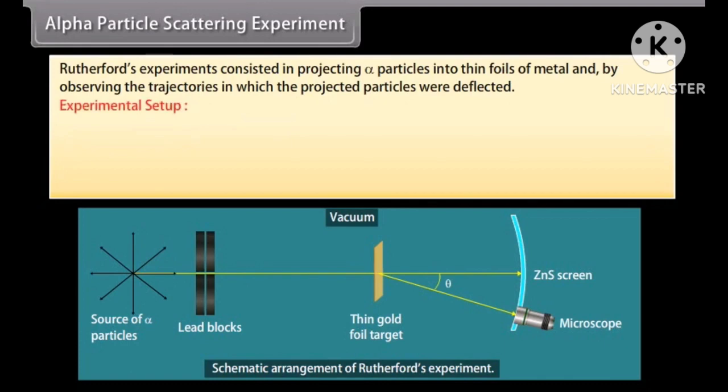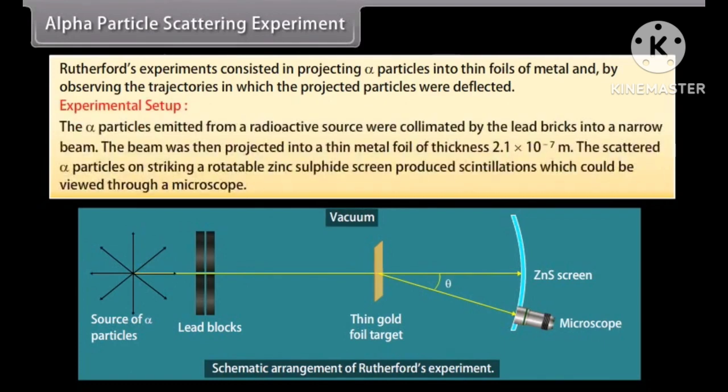Experimental setup. The alpha particles emitted from a radioactive source were collimated by lead bricks into a narrow beam. The beam was then projected onto a thin metal foil of thickness 2.1 × 10^-7 meter. The scattered alpha particles, on striking a rotatable zinc sulfide screen, produced scintillations which could be viewed through a microscope.